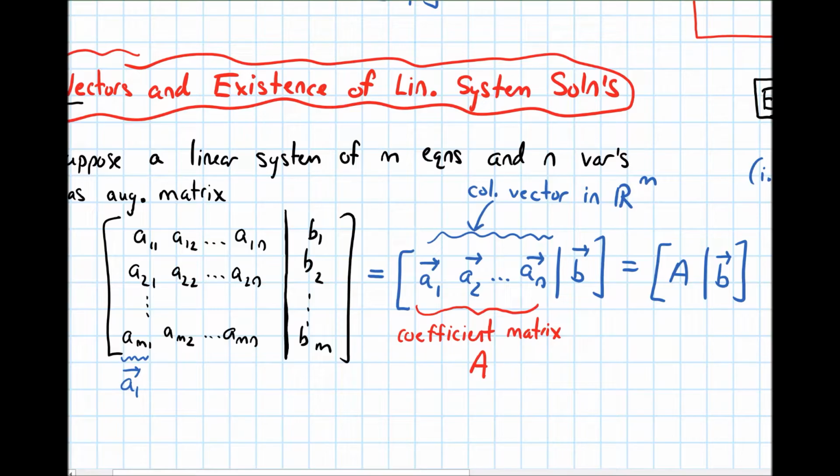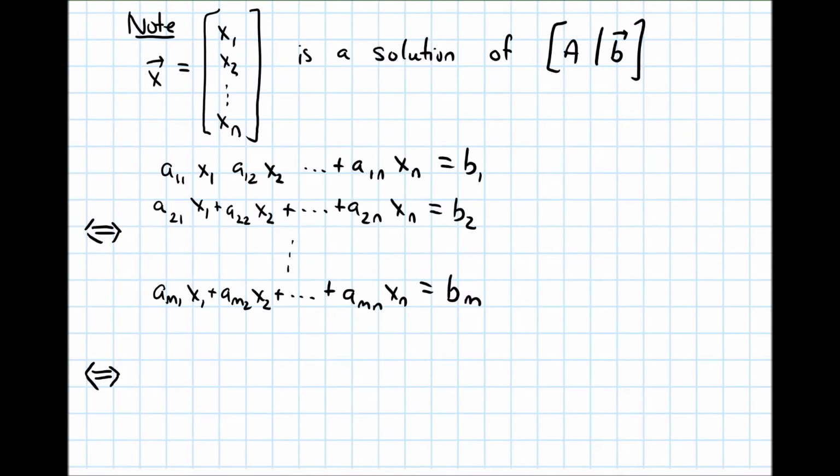Okay, so what I want to do next is look at the connection between when a system like this, once I put it in augmented form, has a solution, and linear combinations. Let's suppose that I have a vector x, which when I write it in terms of its entries is x1, x2, up until xn, and let's say that this is a solution of this augmented system. So whatever our system of linear equations is, when I put it in augmented form, I get some matrix A on the left and some vector b on the right.